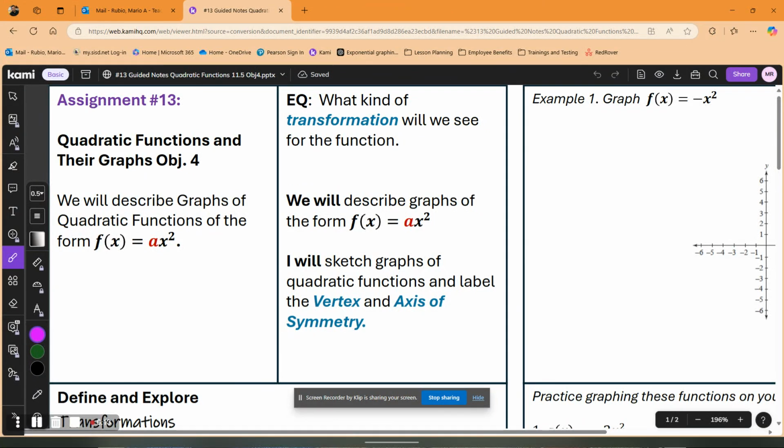We're going to be looking at assignment number 13, quadratic functions and their graphs, objective 4.